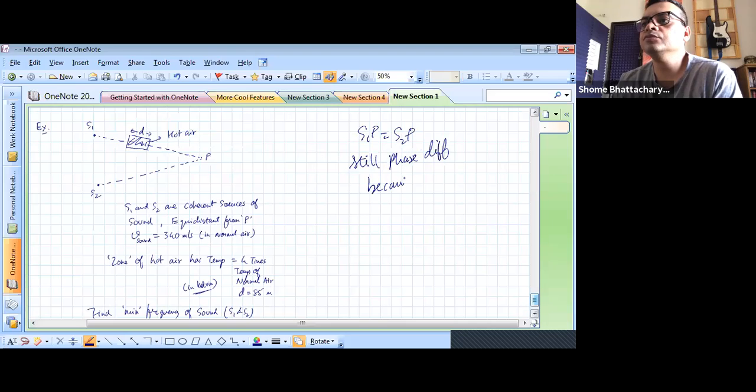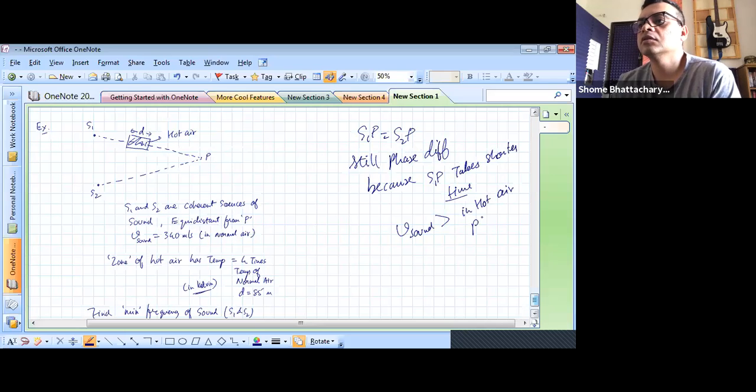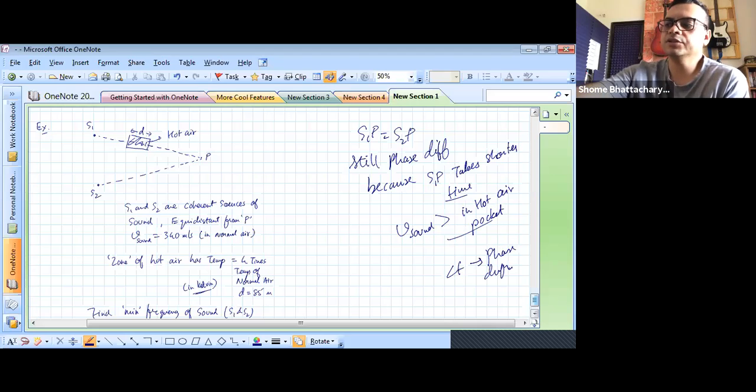Because S1P takes shorter time. Okay, because the speed of sound becomes greater in the hot air pocket. So that time difference, whatever the delta t, it creates a phase difference. So that is a hint in this question. Use a similar type of concept that you use for optical path difference when you place a slab. Just try this question out, all of you.